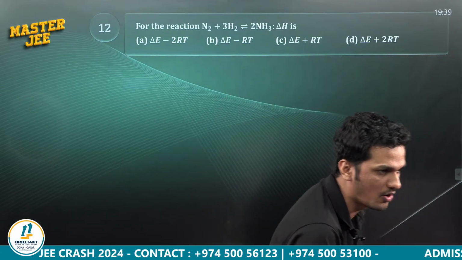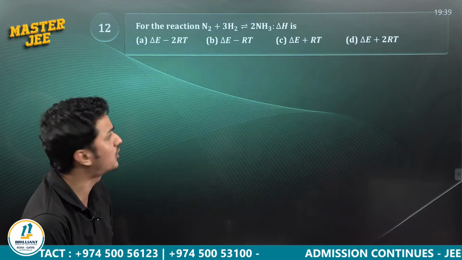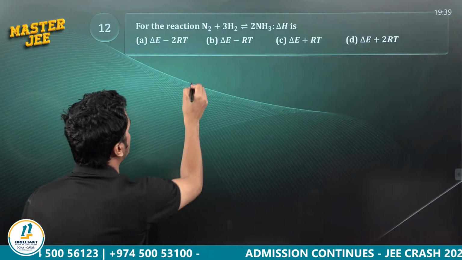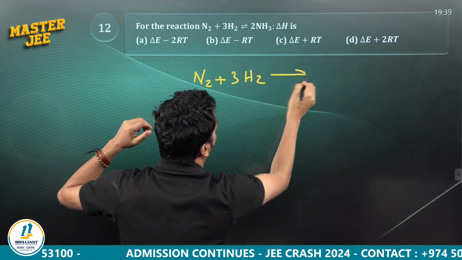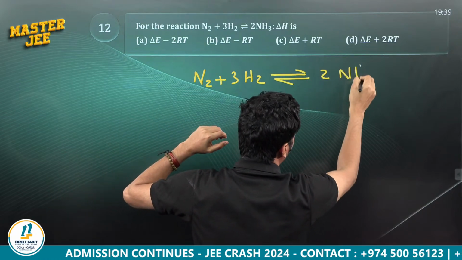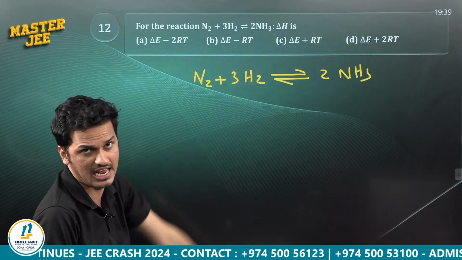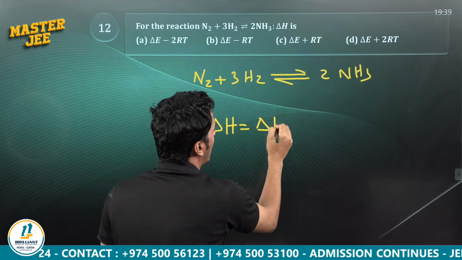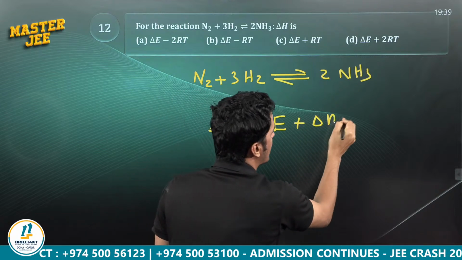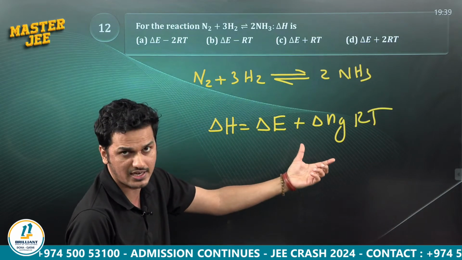Ready? Okay, Ashmita Chakrabarti, correct. So the next question, for the reaction N2 plus 3H2 reversibly gives 2NH3. It's a simple and humble question. Here they are asking the delta H and delta E relation. So we know that delta H equals delta E plus delta NgRT.